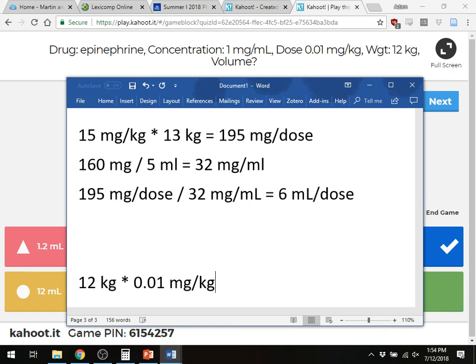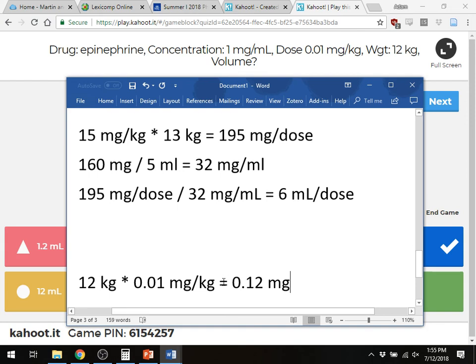So again, very little bit of epinephrine, it's a very potent drug, you get a lot of activity out of that, right? So again, that's going to equal what? You just move the decimal place over two spots here on the 12, so you're going to get 0.12 milligrams, right? So that's going to be my dose.